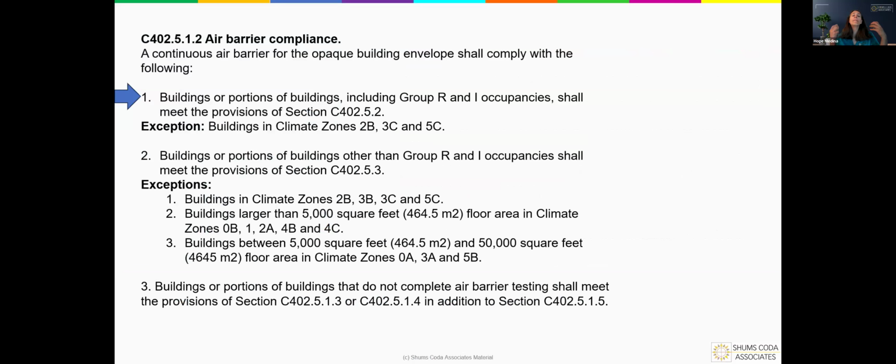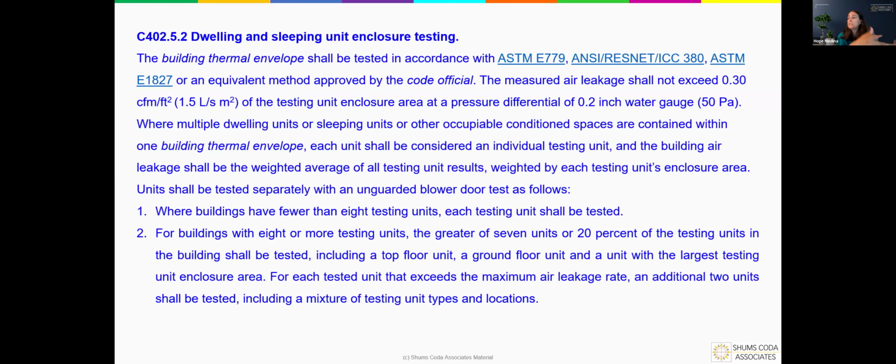So the first one says, hey, any building, or portions of a building, that happens to contain a group R or group I occupancy, you are going to have to follow the provisions that you find in C402.5.2, right? So we'll take a look at that. Now, there are some exceptions, but the exceptions that you see here do not pertain to any climate zone here in Colorado. So if we look and see what C402.5.2 is telling us, basically what it demonstrates is that we have testing requirements now for those R2s, or those R occupancies and those I occupancies.